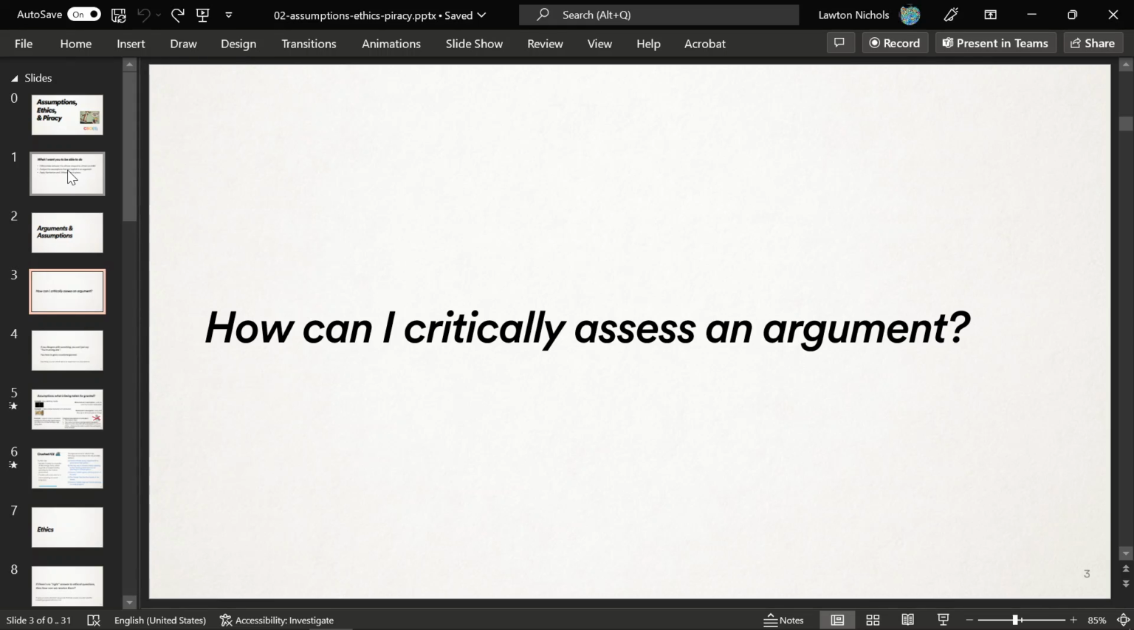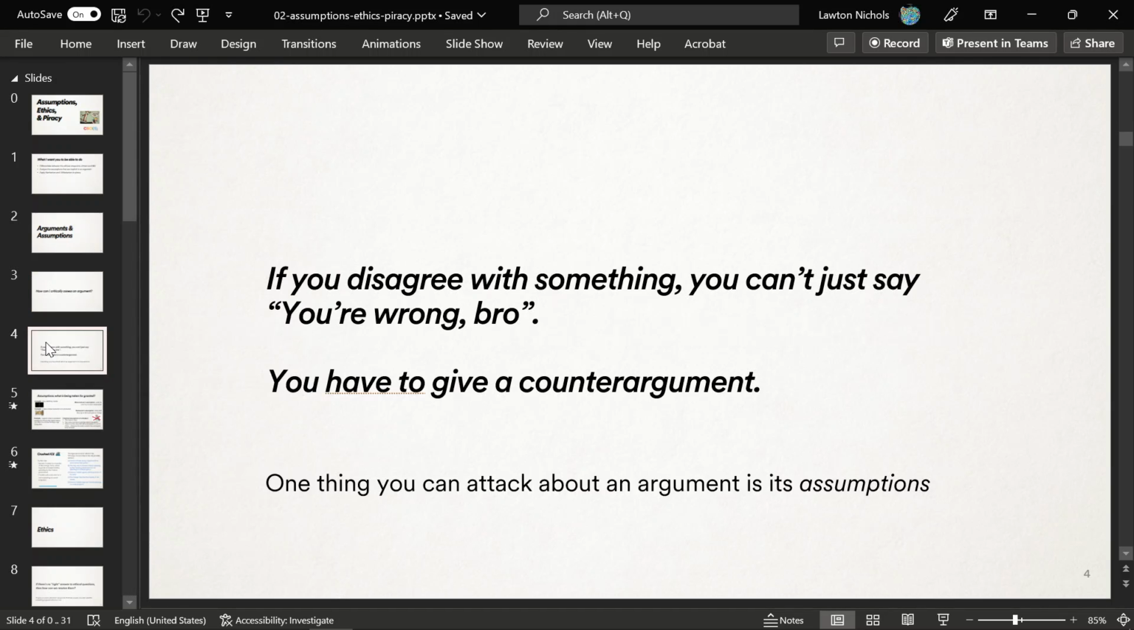Maybe I'm arguing against somebody or I'm reading an article. I want to know, is whatever this person is trying to convince me of correct? Should I believe them? Or if I'm trying to make an argument to you, is it a good one? Is this the one that I should be using when I'm fighting against you in the debate club or whatever?